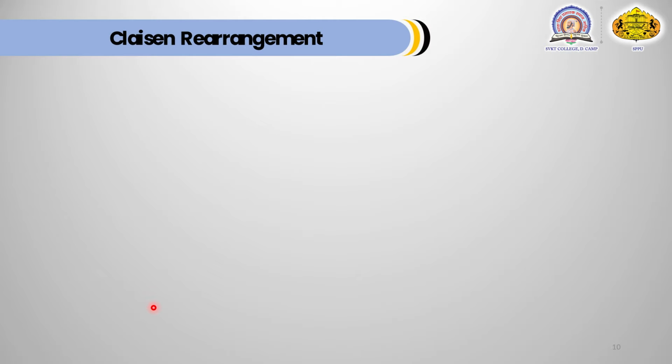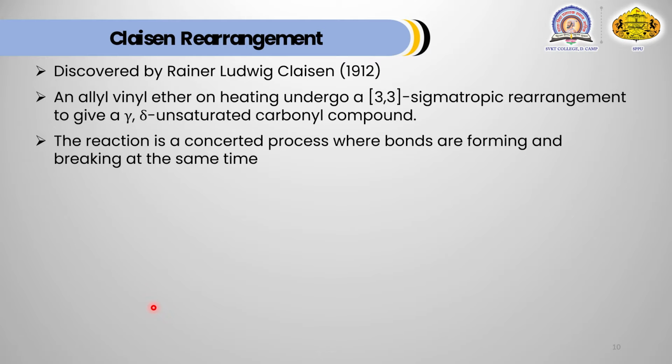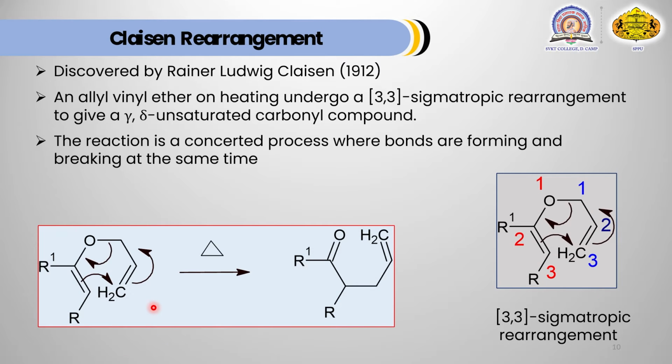Now the Claisen rearrangement is the first electrocyclic rearrangement we are going to see. This rearrangement was discovered by Claisen in 1912. An allyl vinyl ether on heating undergoes a 3,3-sigmatropic rearrangement and produces a gamma-delta unsaturated carbonyl compound. This is called the Claisen rearrangement reaction. The starting compound is an allyl vinyl ether, and when this ether is heated, a gamma-delta unsaturated carbonyl compound is formed.